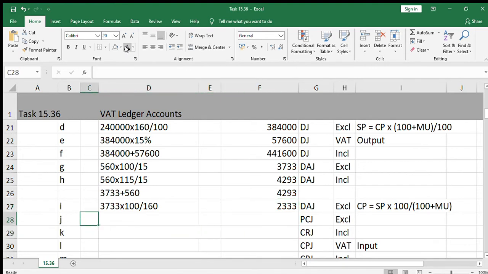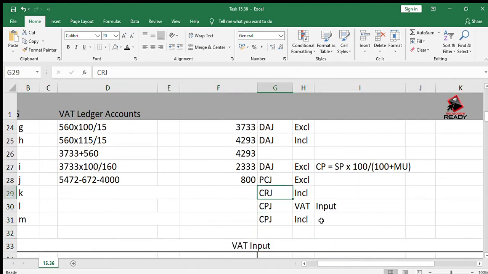Okay, then J, we're going on to the PCJ. Okay, so the PCJ, the total is 5472. The stationery amount is missing. Okay, so all we have to do is take the 5472 total minus other figures. So minus the 672 VAT and minus the 4000 for delivery expenses, and that will give us stationery. The reason we subtract VAT is because the stationery amount must exclude VAT.